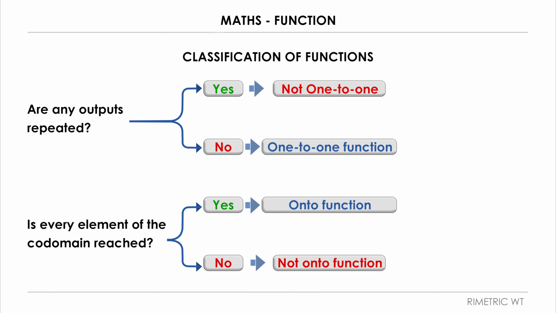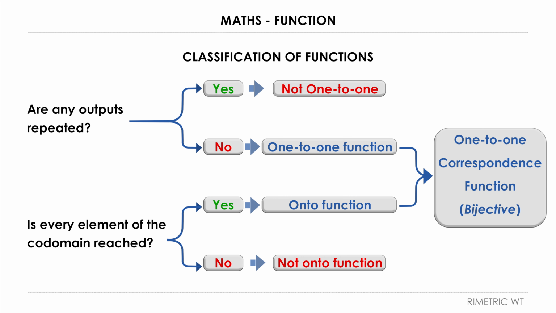Now, if we answer no to the first question, meaning no outputs are repeated, and yes to the second question, meaning every element of the codomain is reached, then the function is both one-to-one and onto. This is called a bijection, or a one-to-one correspondence, because every input is paired with exactly one unique output, and every output has exactly one corresponding input.